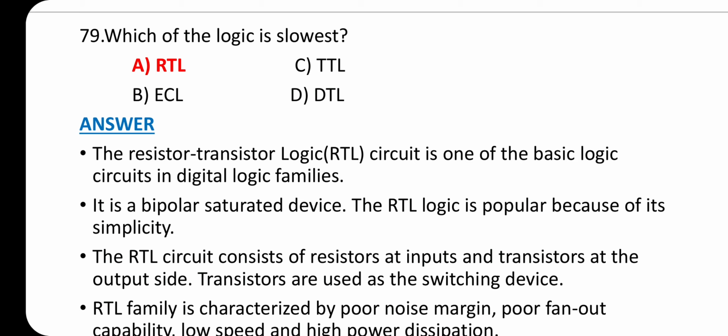79. Which of the logic is slowest? Answer is option A, RTL. The resistor transistor logic, RTL, circuit is one of the basic logic circuits in digital logic families. It is a bipolar saturated device. The RTL logic is popular because of its simplicity.